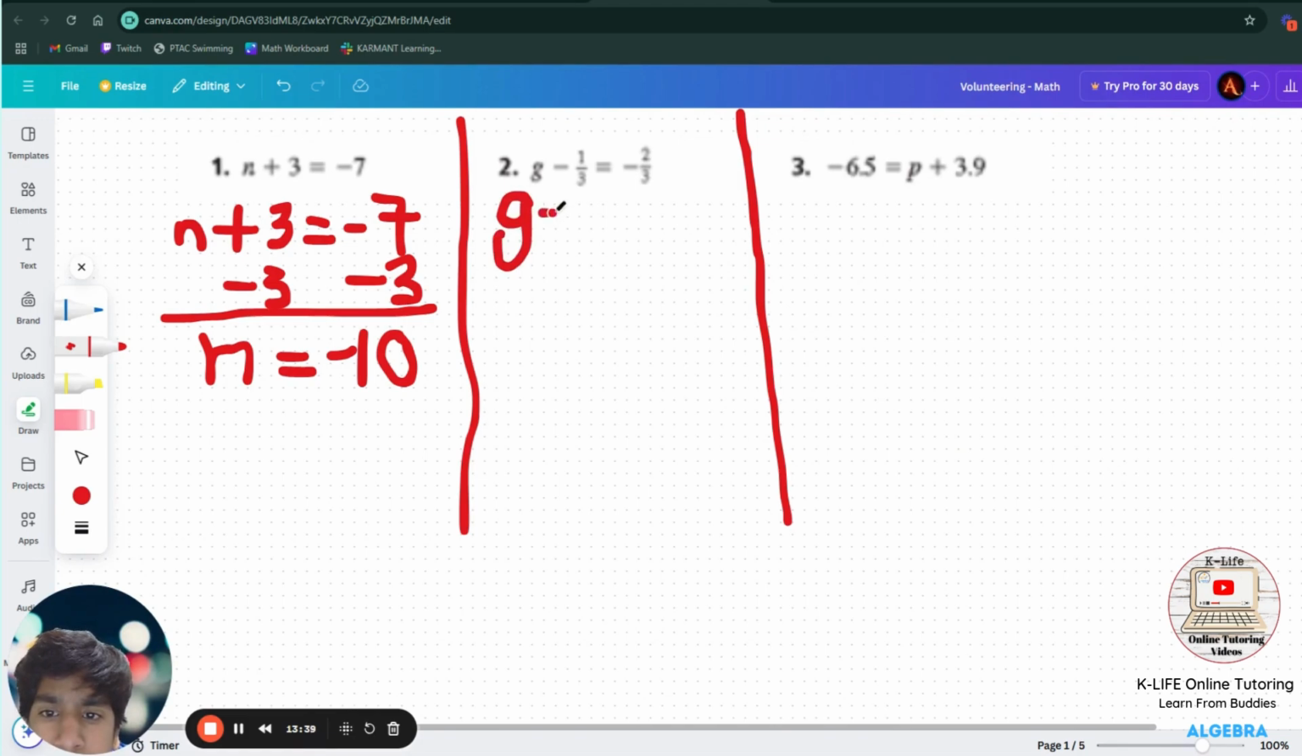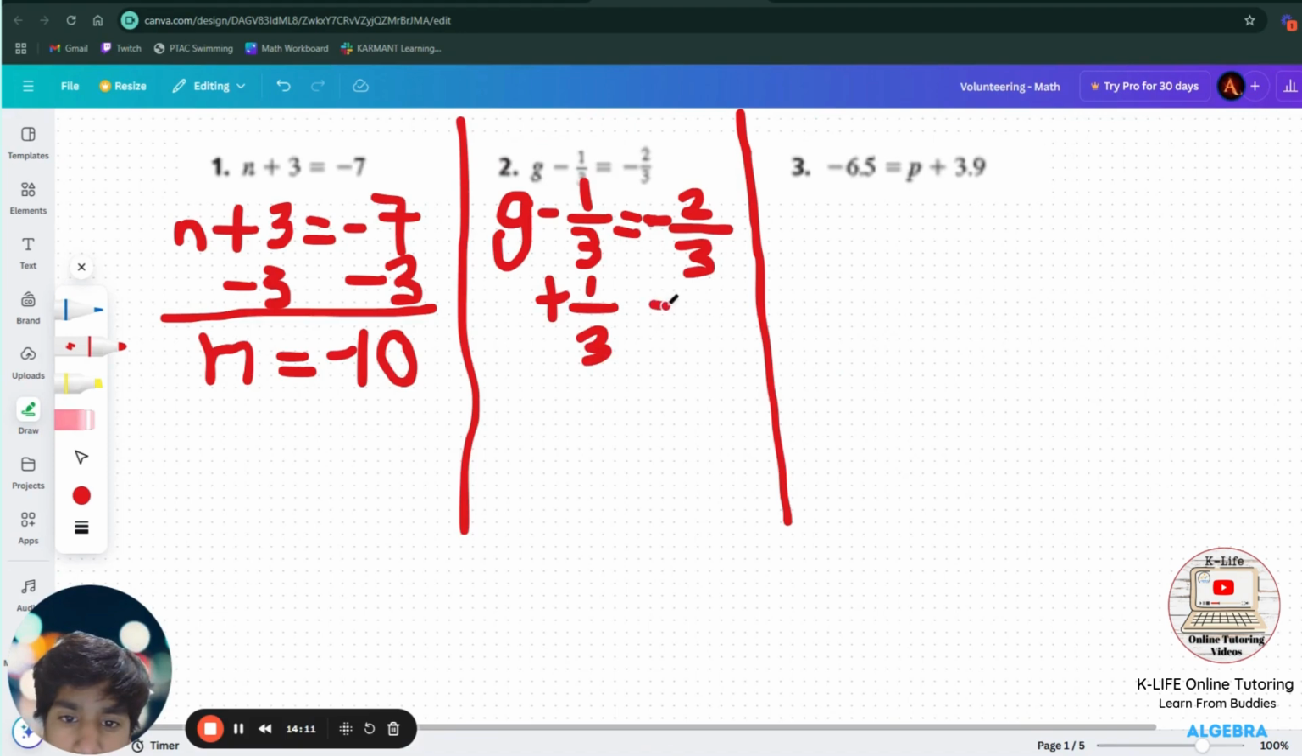So you have g minus 1 over 3 equals negative 2 over 3. Just make that negative, yeah, I think that looks better. So you want to isolate the g and give it a value. So what you will do is, to get rid of the negative 1 over 3, you'll have to do addition on this side and addition on the other side. So you'll do plus 1 over 3 on this side and plus 1 over 3 on this side.